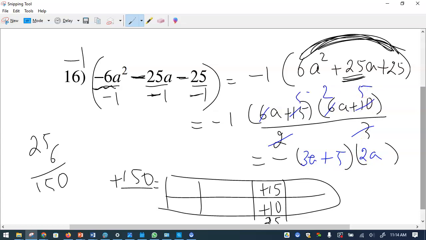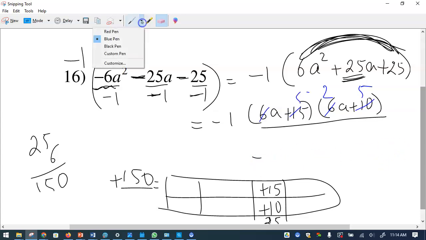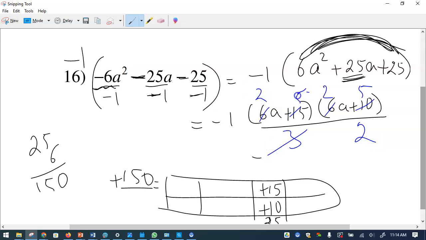Sorry. Oh, I did it too quickly. This should be opposite. I'm sorry. So 3 should be on the left. This should be 3, and this side should be 2. So 3 goes 2 times, so it is 2a plus 5. And the other one is 2 goes 3 times, and 2 goes 5 times. So you get 3a plus 5, and you're done.